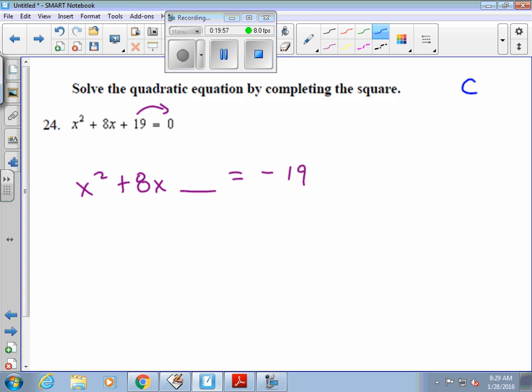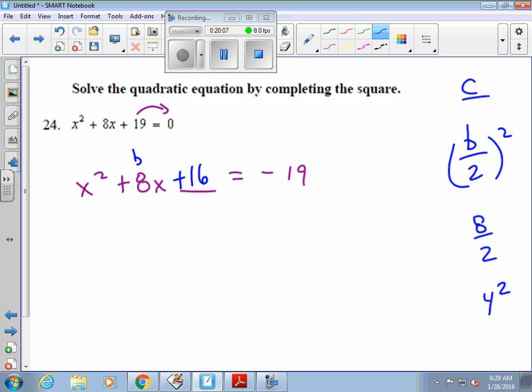A new c can be found by taking b, dividing it by 2, and squaring it. b's value is 8. So 8 divided by 2 is 4, and 4 squared is a positive 16. But remember, when you add 16 on one side, you have to add it to the other side of the equation as well. So negative 19 plus 16 is negative 3, combining those two.